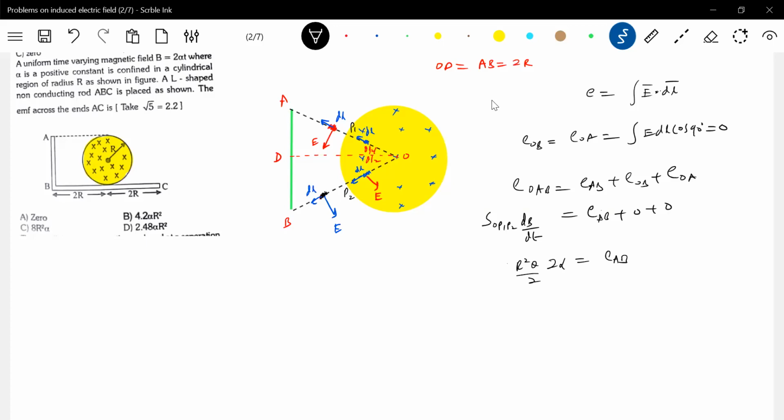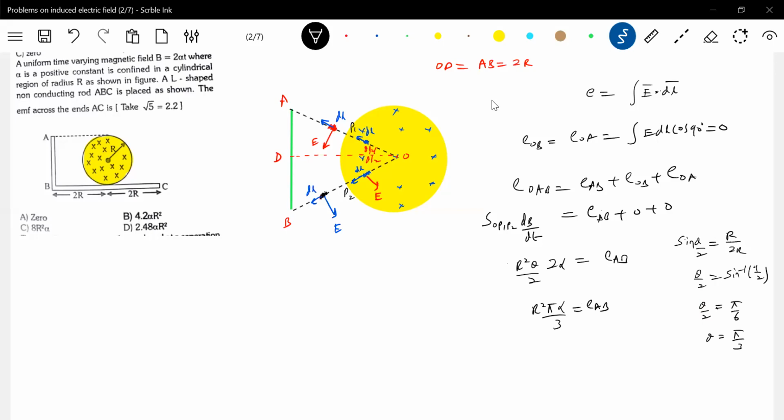EMF induced across the ends AC is asked. First we'll calculate EAB and see what we get. What is theta? I think theta by 2 we can define. Sine of theta by 2 should be equal to R by 2R. So theta is pi by 3. So r square pi alpha by 3 is the EMF induced. Similarly, we'll calculate for the rod BC.